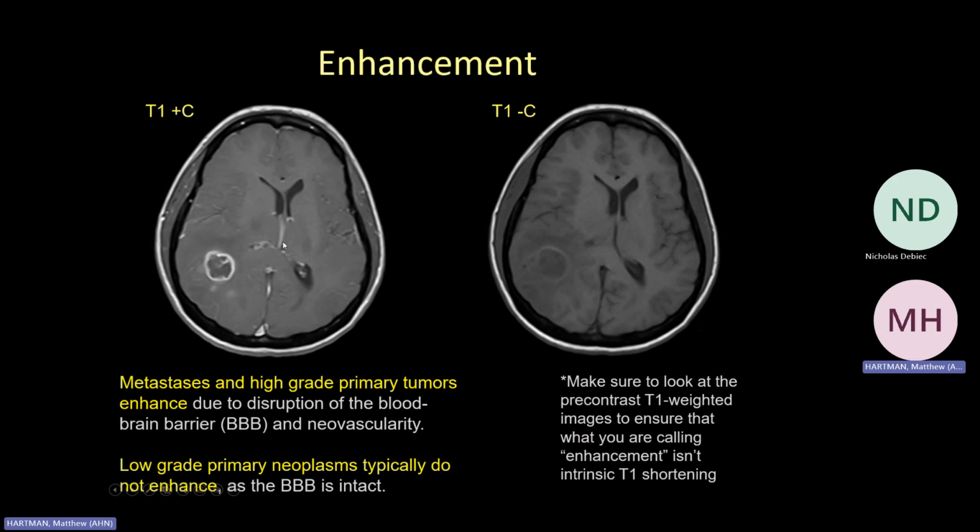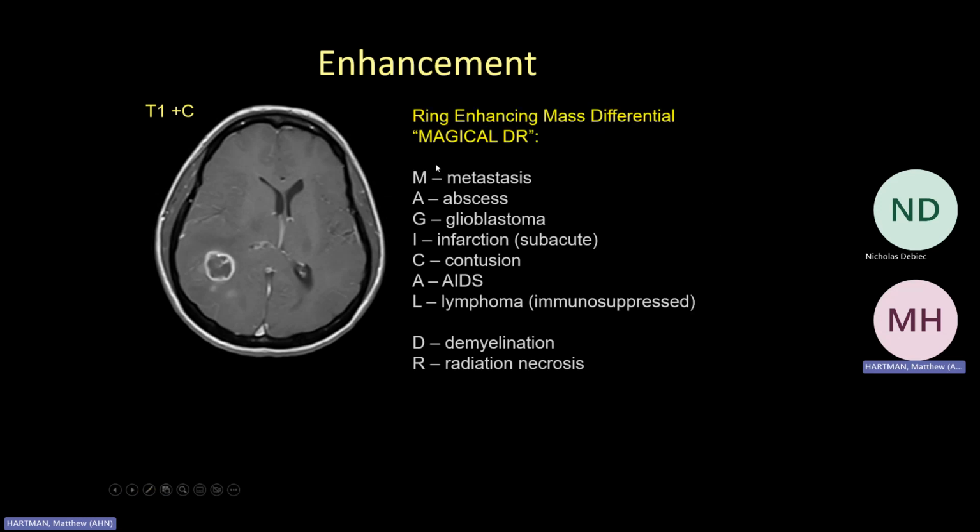Again, this is T1 with contrast. Vents are dark, and the vessels are lighting up. And then we have a ring-enhancing lesion. So this is without the contrast, and it really shows up well when we give the contrast. And this is a great mnemonic, magical doctor. We'll notice that Mets are on there, lymphoma's on there. So if you only had Mets and lymphoma, you got about 1/4 of it. But we also remember abscess, GBM, infarct, contusion, AIDS, demyelinating diseases, and radiation necrosis. This is a great differential for med students to know in the neuro rotation.